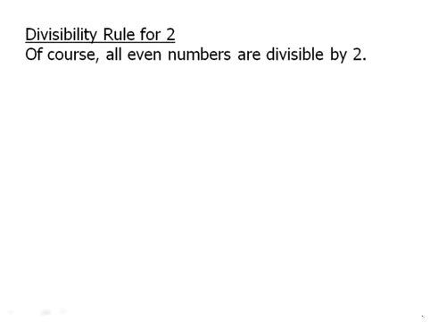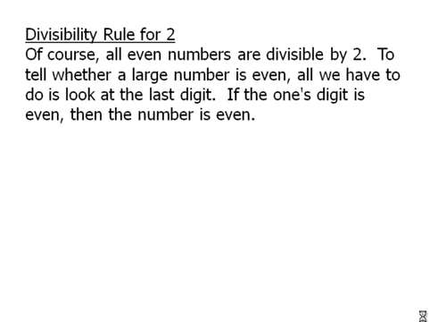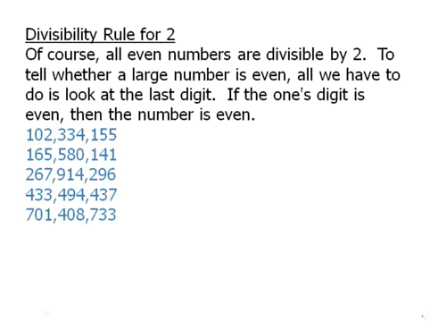So first of all, divisibility by 2. Of course, all even numbers are divisible by 2. To tell whether a large number is even, all we have to do is look at the last digit. If the ones digit is even, then the number is even. So we have these large numbers. We can ignore the rest of the number and just look at the ones place.